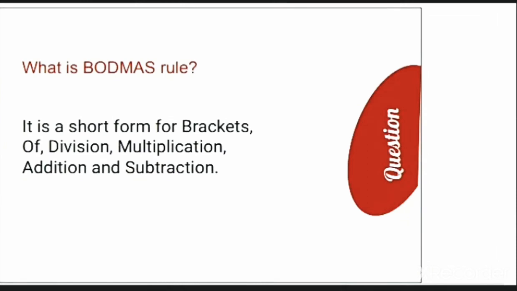Okay, the question is here: what is the BODMAS rule? It is a short form of brackets, of, division, multiplication, addition and subtraction, which I have described already through the diagram of the BODMAS rule. Coming towards an example, the question is here: 23 plus 10, but inside the bracket, minus 2 multiplied by 5 minus 10 divided by 2.